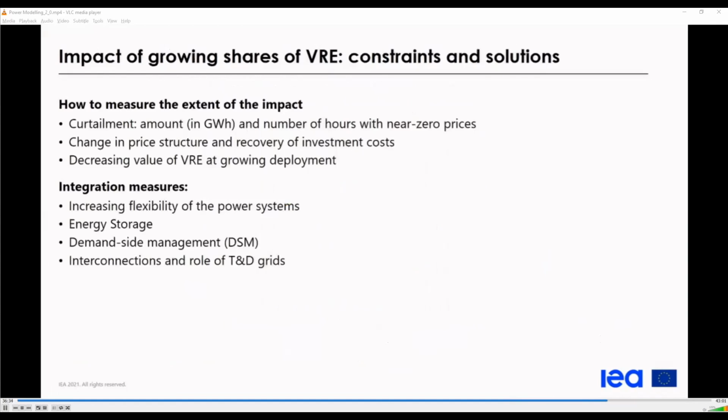So now that we have described this impact a bit, how can we really put a quantification on this impact? First, a very concrete way of measuring it is, in case of excess, the amount of curtailment that is needed. And the impact would be also the number of hours with the near zero price, which we saw also earlier in the case of EU.